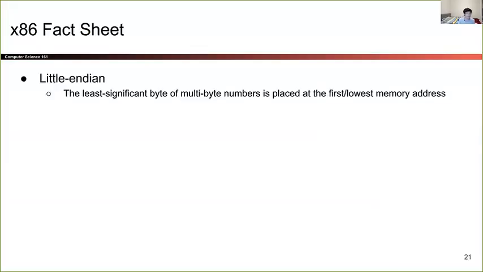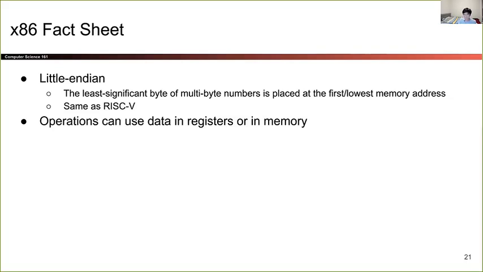All right. So first thing about x86 is that it is little endian. So remember, usually we're going to be working with either 32-bit integers or 64-bit integers. The fact that it's little endian means that the least significant byte goes at the lowest memory address. This is the same as RISC-V.